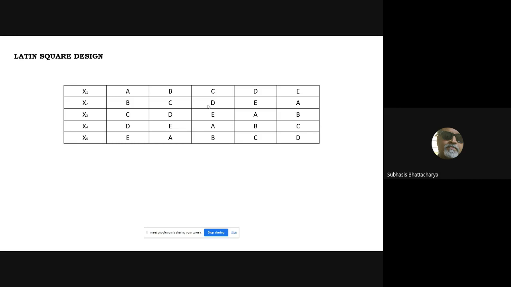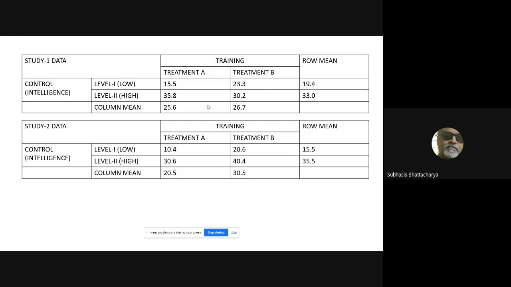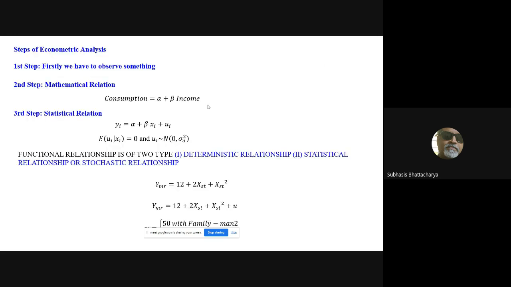These are not very useful in our social science research. The Latin square is useful for literature-based surveys, and there are also factorial designs. Now I come to the second part of my lecture, the econometric part.